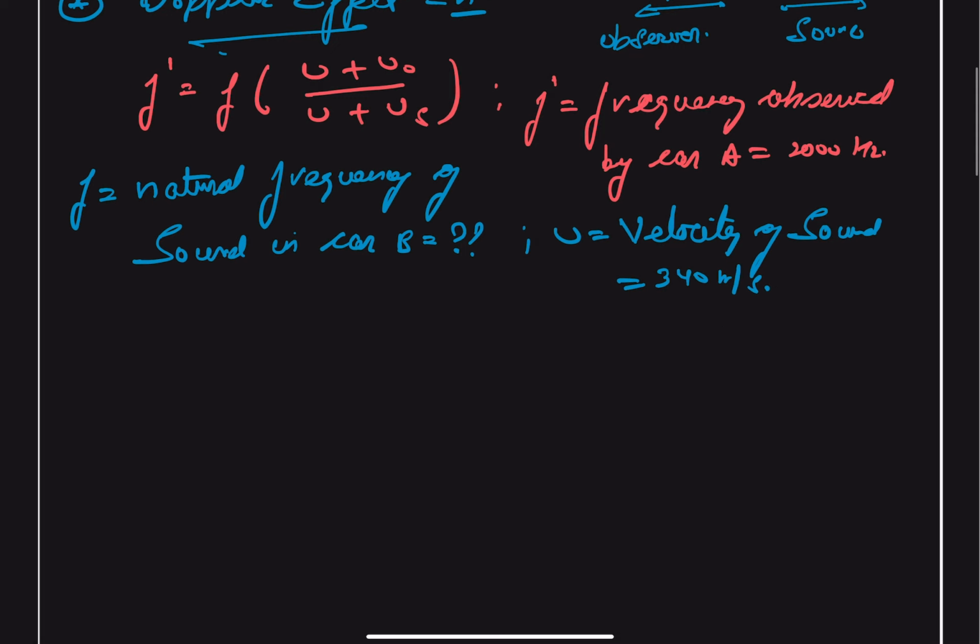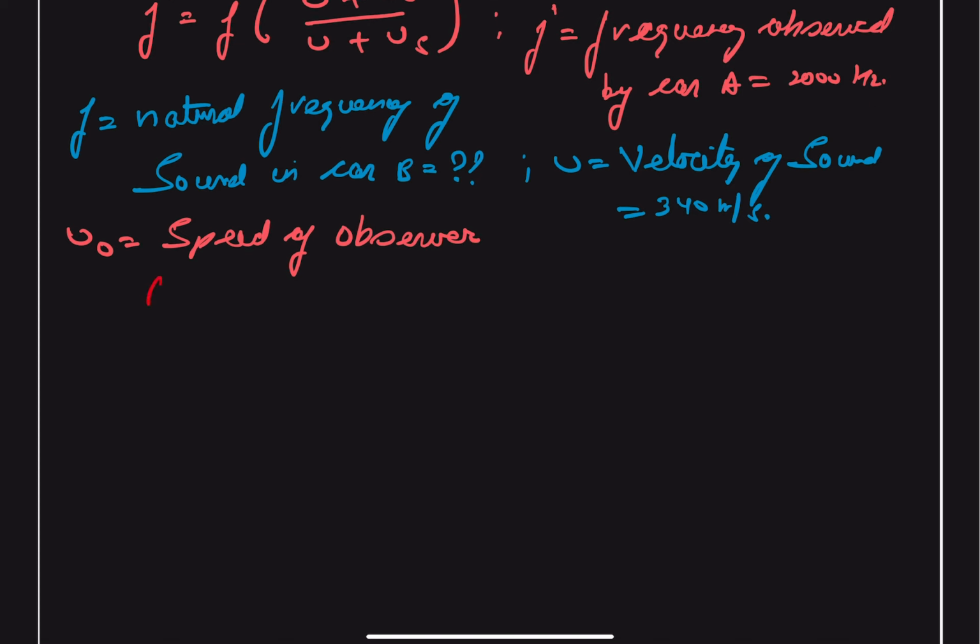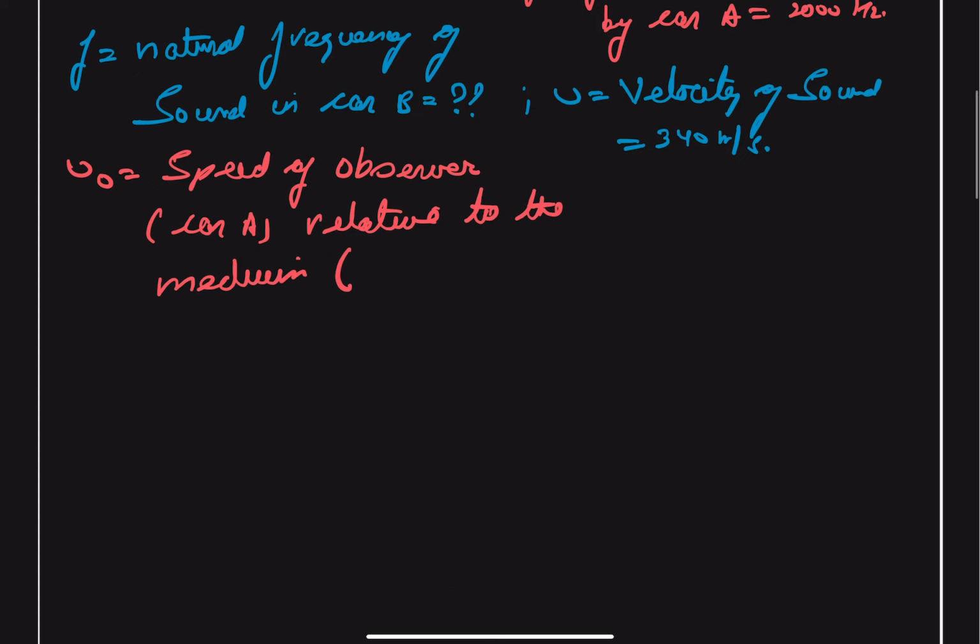And v naught is the velocity of the observer, or we can say speed of observer, which is car A. V naught is the speed of observer, which is our car A, relative to the medium, and this is given as 20 meters per second, and the direction is given as moving away.